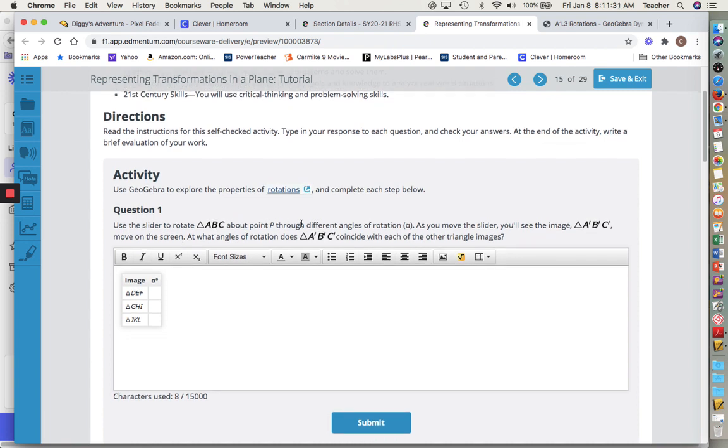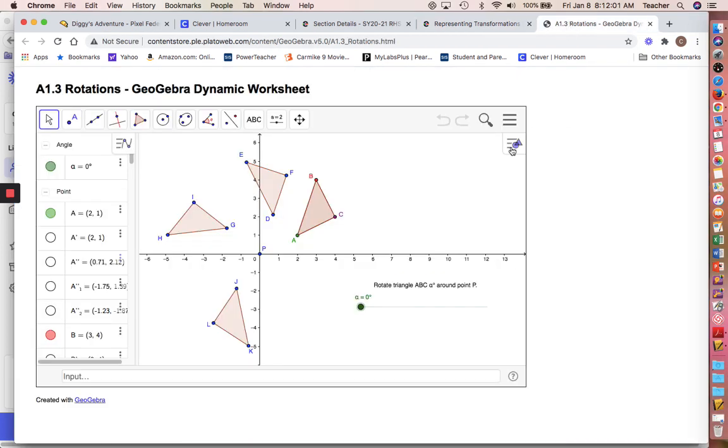Hey, there you go. Through different angles of rotation, and that's an alpha, which is a letter of the Greek alphabet. Since Euclid was the father of geometry pretty much, and he is Greek, we're going to use a lot of Greek letters here. As you move the slider, you will see the image A prime, B prime, C prime triangle move on the screen. At what angles of rotation does A prime, B prime, C prime coincide? Okay, so I'm looking for it to coincide with DEF.